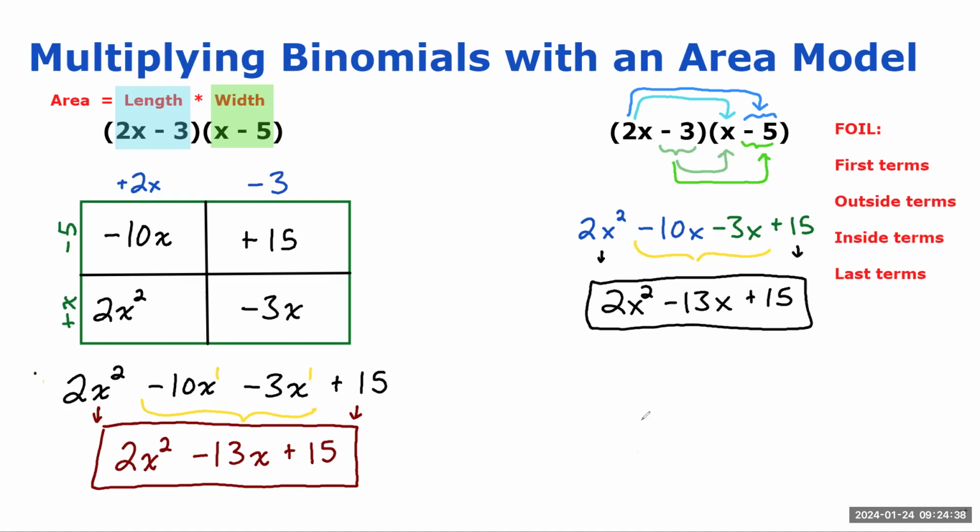So geometric method on the left using the area model, algebraic method on the right using FOIL. Hopefully one of these makes more sense to you than the other, and you can relate to that and visualize what we're doing when we multiply these two binomials together.